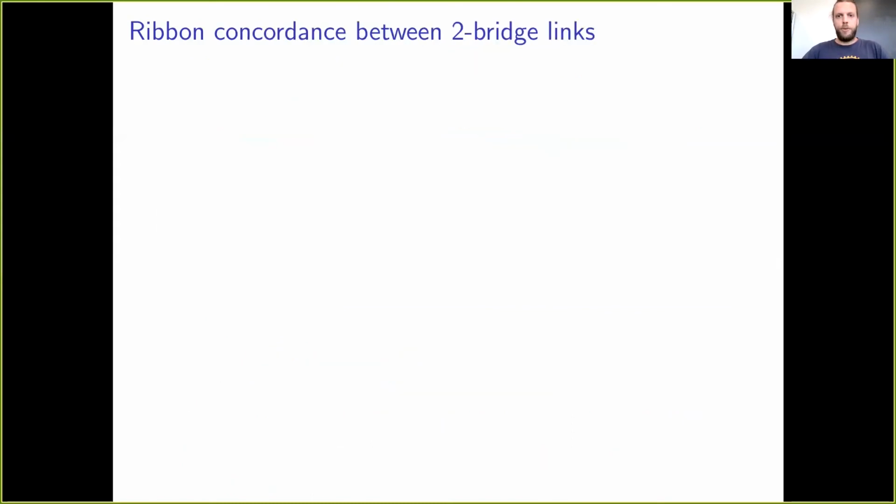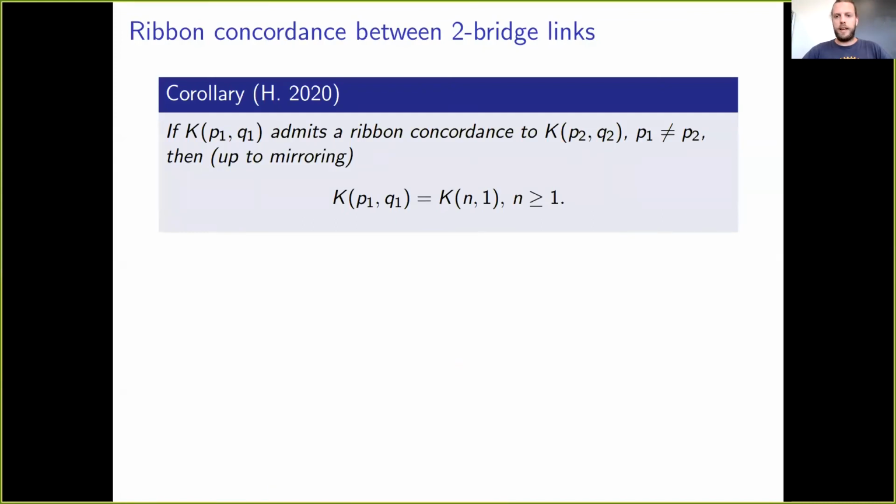And again, similar to Liska's work, this result has a natural corollary on the level of two-bridge links, and it's really analogous to the statement about the lens spaces. Namely, if we have a two-bridge link K(P1,Q1) that admits a ribbon concordance to a different two-bridge link K(P2,Q2), where again we assume that P1 and P2 are not the same to exclude trivial occurrences, then it turns out that the first two-bridge link has to be of the form K(n,1) for some n greater than or equal to 1.